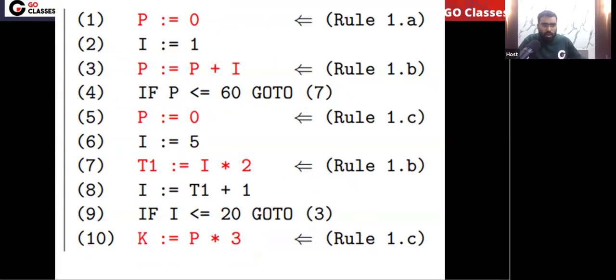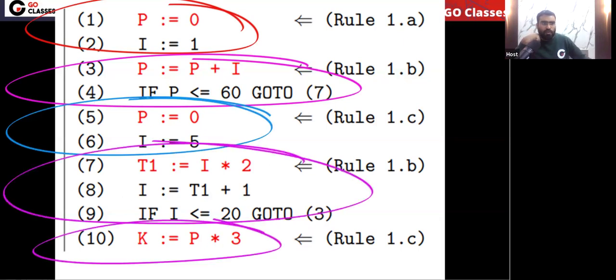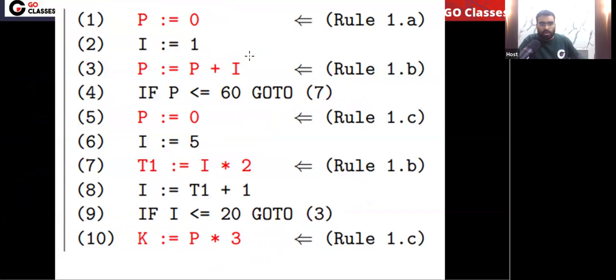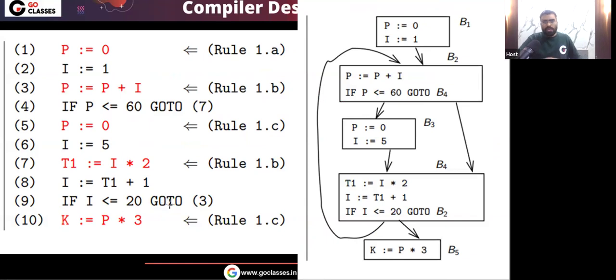Tell me from which basic block you will go to the exit. Like this is basic block 1, basic block 2, basic block 3, basic block 4, and basic block 5. From which basic block is it possible to go to exit? It is possible only from the last basic block. Yes or no? So this is the diagram you will get. You can easily check it out. Very simple.